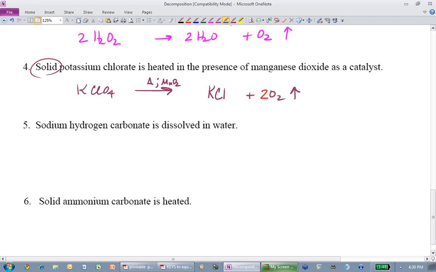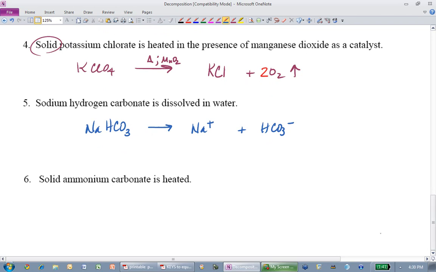And then sodium hydrogen carbonate, you lovingly call it baking soda, is dissolved in water. Just break it apart into the 2 ions. Again, doesn't get much easier than that.